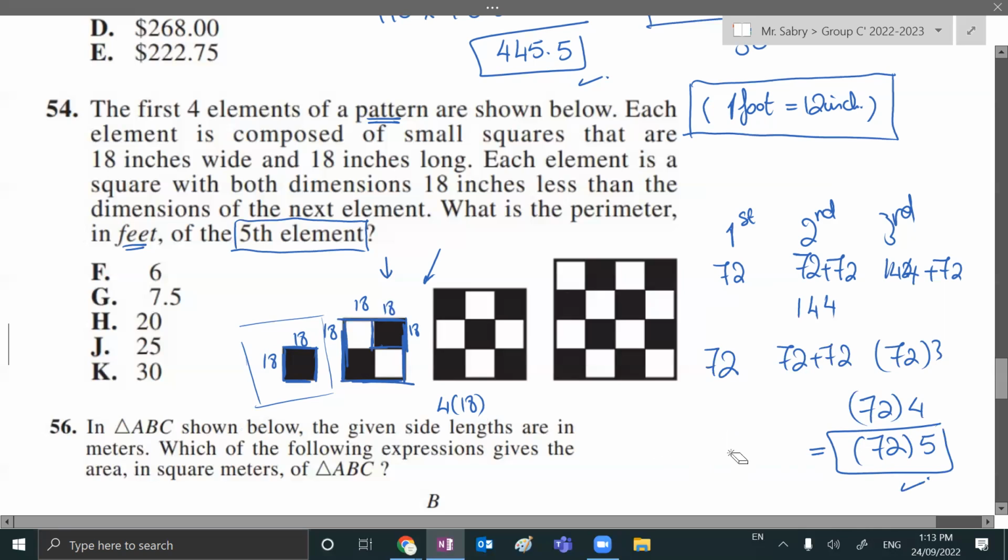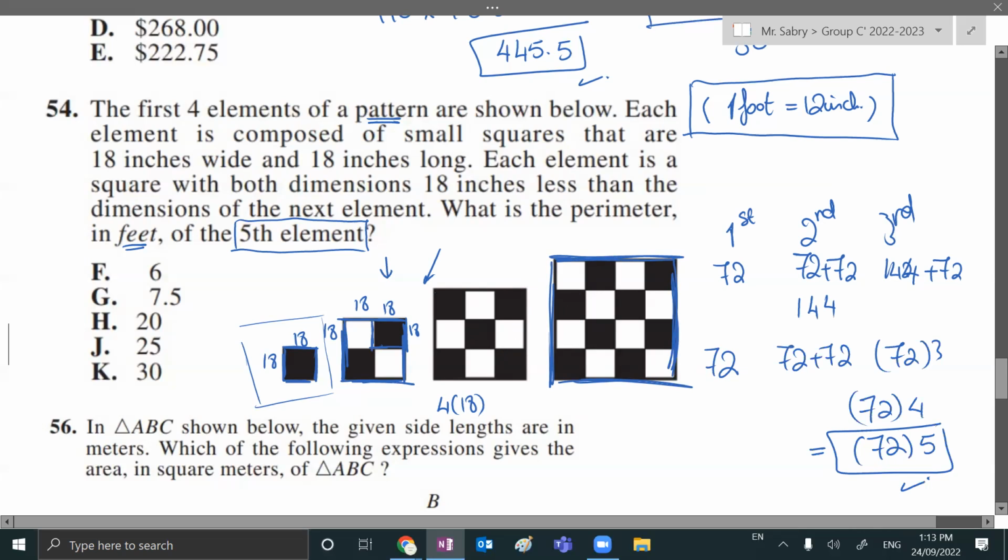Are we calculating the black pattern? Not just the black ones, the whole shape altogether. So it's like we're getting this plus all of this side plus the parameter of all of this. It's like we're getting the parameter of a square.